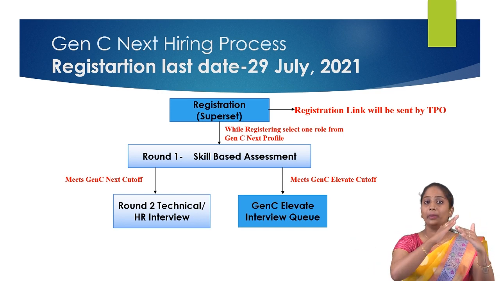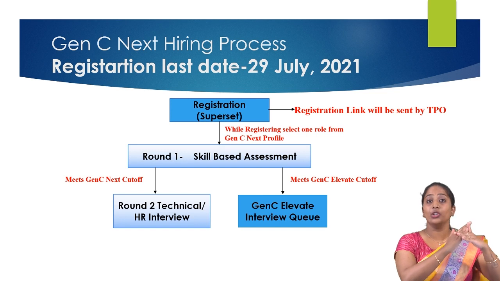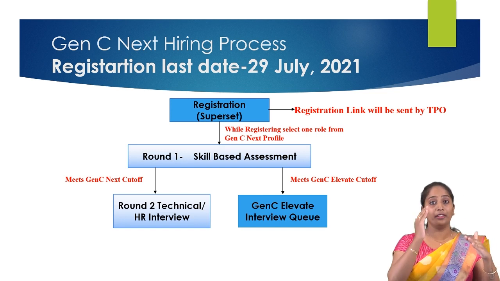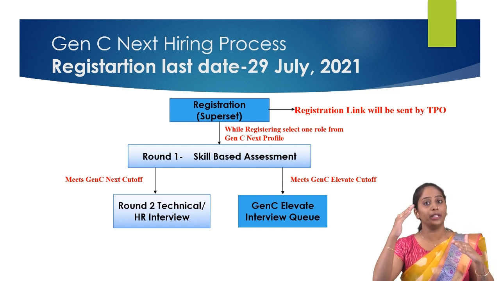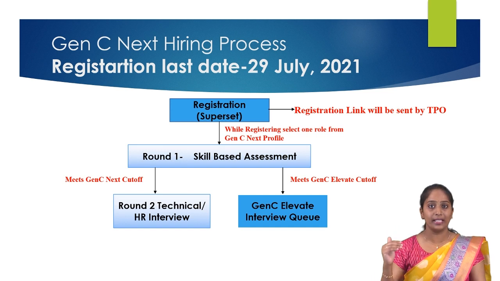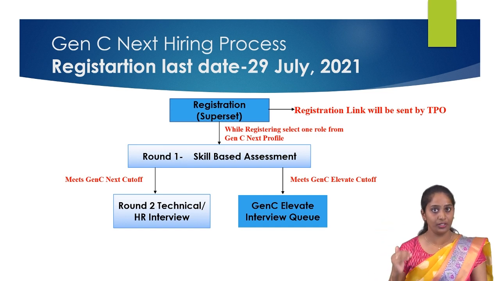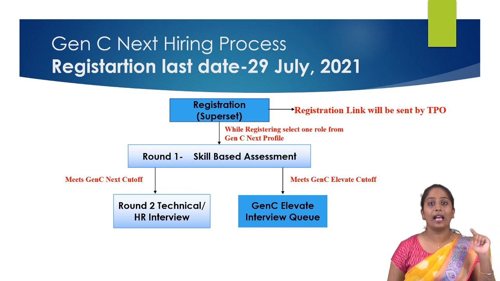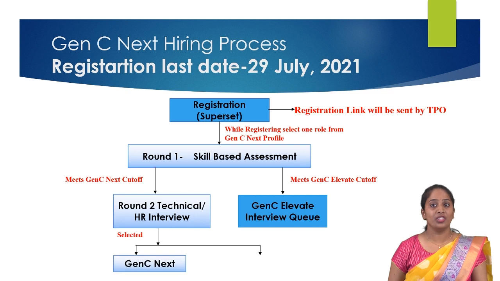First way is, if you're meeting the cutoff of GenC Next, you will be sent for the GenC Next technical and HR interview. And if you're not meeting GenC Next and meeting the GenC Elevate cutoff, then you will be sent for the GenC Elevate technical and HR interview. Once you are done with your GenC Next technical and HR interview, your offer will be given as GenC Next with a package of 6.75 lakhs per annum.